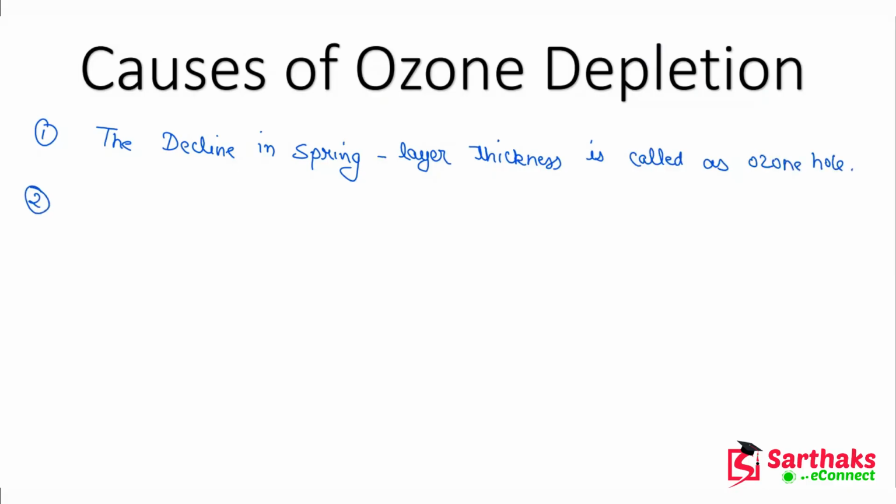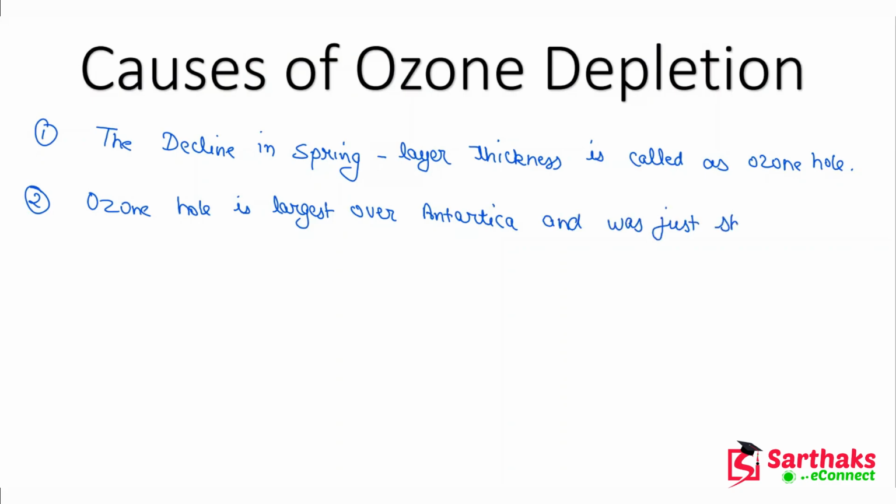The next point is that the ozone hole is largest over Antarctica, and was just short of 27 million square kilometers during September 2003.